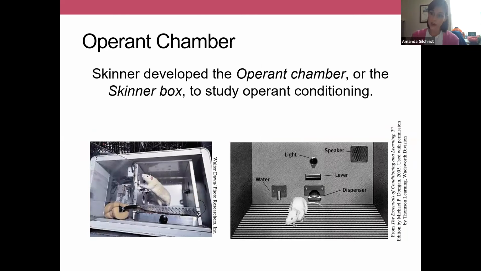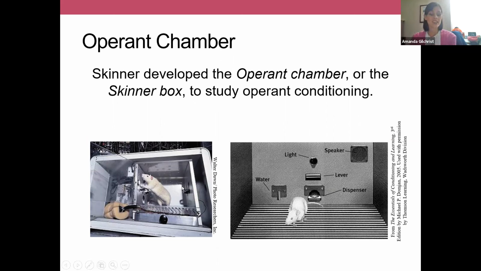So a lot of the work on operant conditioning that was initially done by Thorndike was then advanced by the work of B.F. Skinner. And one of the ways that B.F. Skinner did a lot of his research on operant conditioning was by working with rats. And so this is what is referred to as an operant chamber. We also call it a Skinner box.